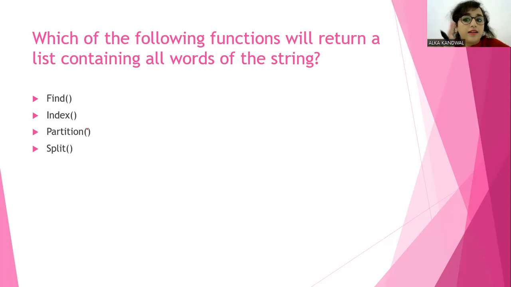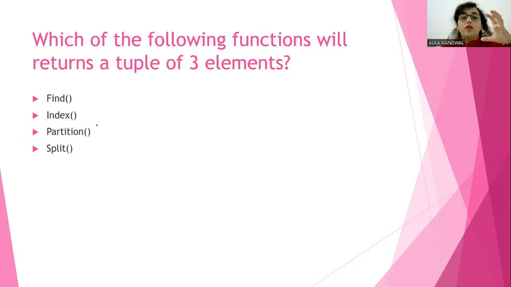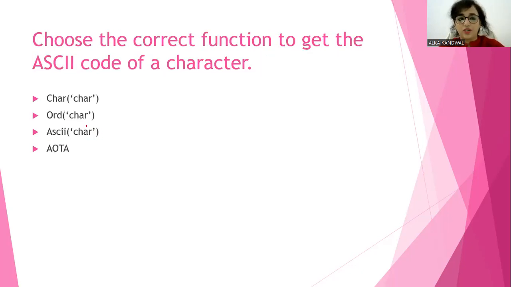Which of the following functions will return a list containing all the words of the string? Tell me. Return a list containing all the words. Partition divides it, like in I love working in Python: I love becomes one, working one, in Python separate. So that is the partition function. Which of the following functions will return a tuple of tuples? Tell me. The split returns a list and partition returns it in the form of a tuple. So the answer is partition.